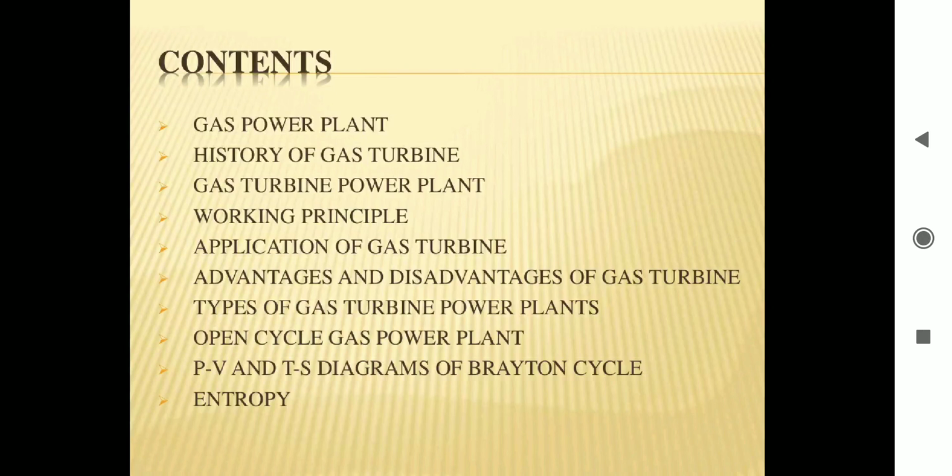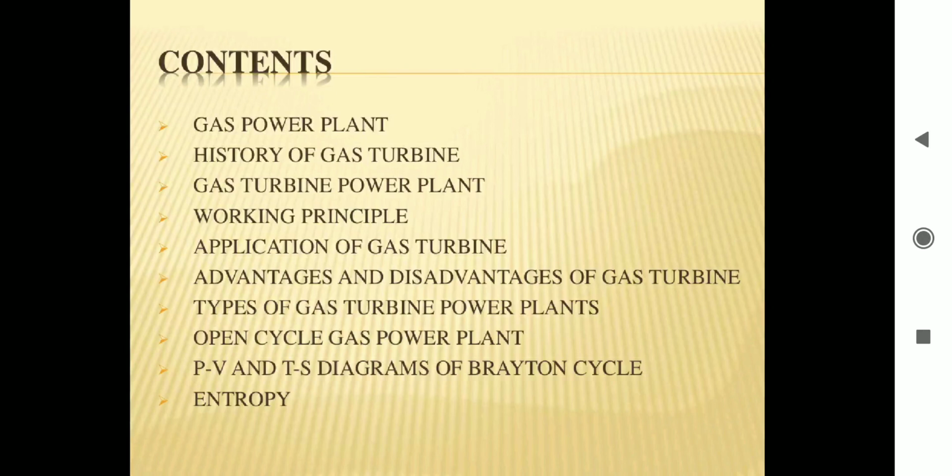First is the gas turbine power plant, and the second is its history. The third is what the gas turbine power plant is and how it works. Next is where this power plant is applied, what the advantages of using this are as compared to a steam turbine, and what the disadvantages are. Next are the different types of gas turbine power plant, and the types of cycle, that is, the open cycle and the closed cycle.